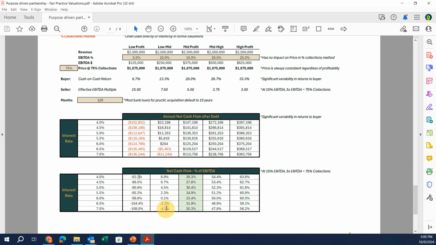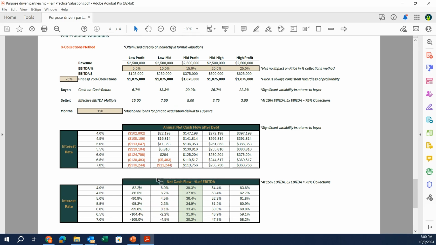And from a percentage standpoint, you can see that net cash flow could be negative or it could be very, very small. As we showed you earlier, when profit is in the mid-range, then the percentage of collections method would match the EBITDA method, and you would get about 30 to 40% of net cash flow, or 30 to 40% of your EBITDA that's directed towards net cash flow.